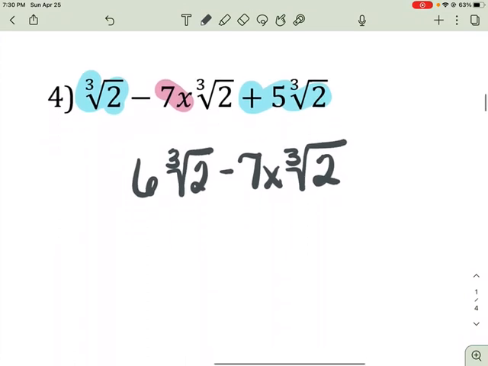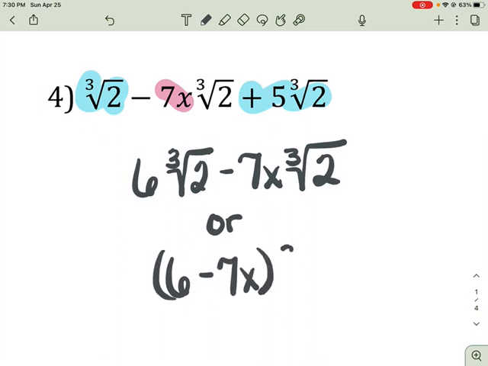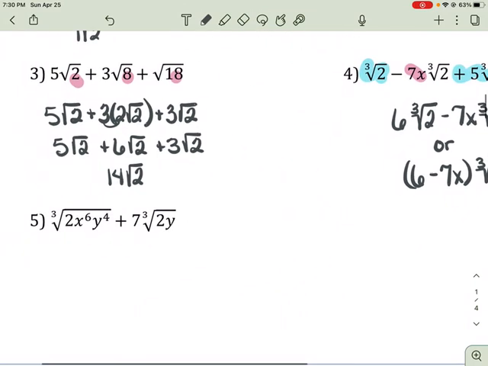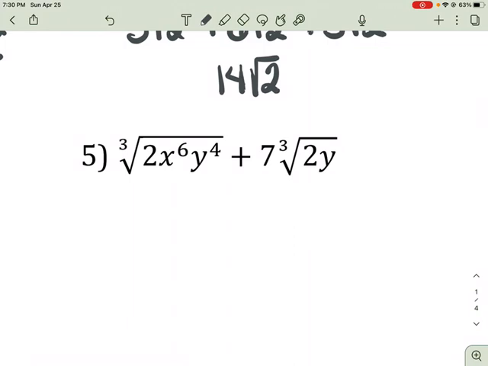Okay. Now, just so that you might see this as an answer, you could put it in parentheses like this. I'm not a fan of that. That really doesn't do much for me. So I'm good with 6 cube roots of 2 minus 7x cube roots of 2. All right, let's try one more.